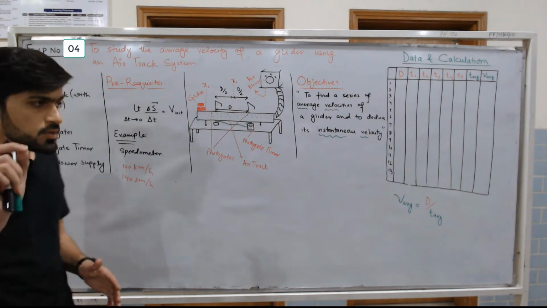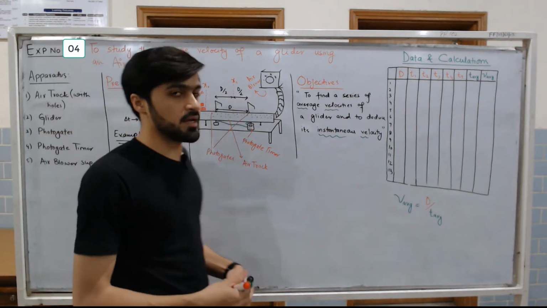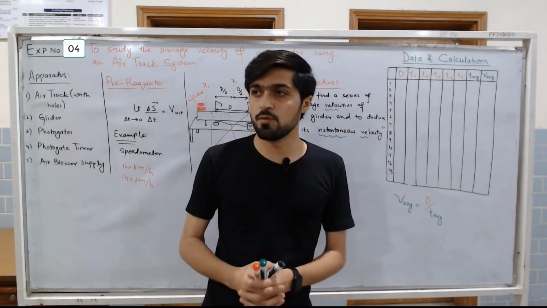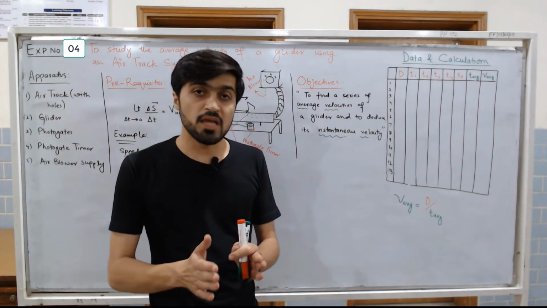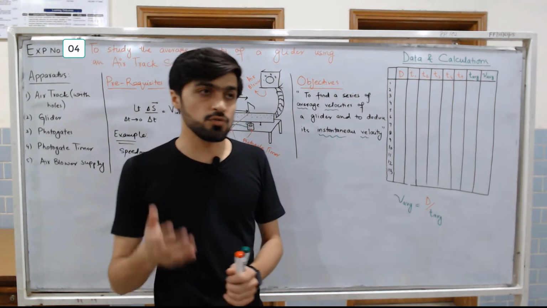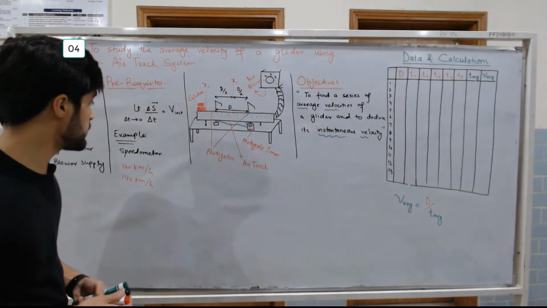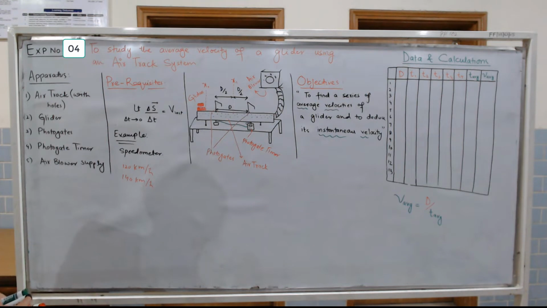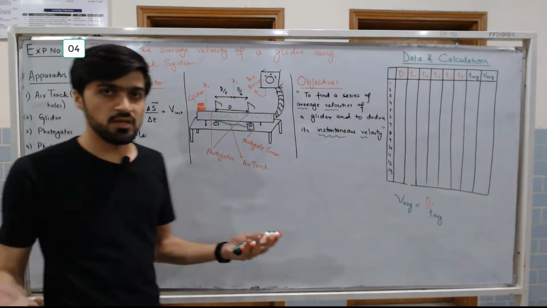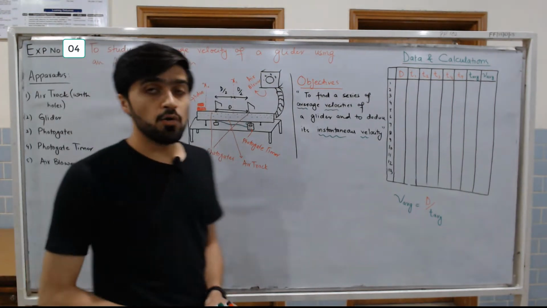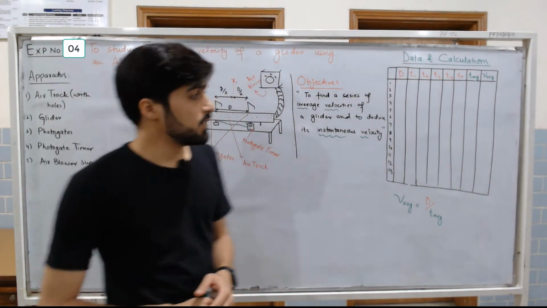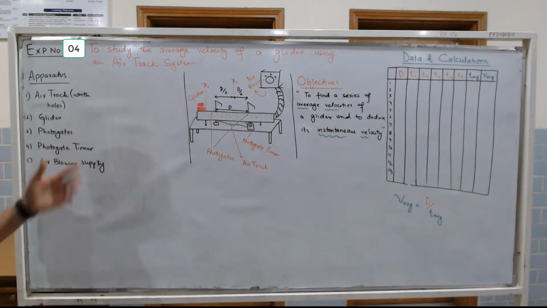So the speedometer tells the instantaneous velocity. Now there is a very simple question, and I'll leave it to you. Can the average velocity of a body be equal to its instantaneous velocity? You should answer this question. You can leave it in the comments. Now we are clear about the average velocity and the instantaneous velocity. After discussing these prerequisites, let's move towards our experiment.